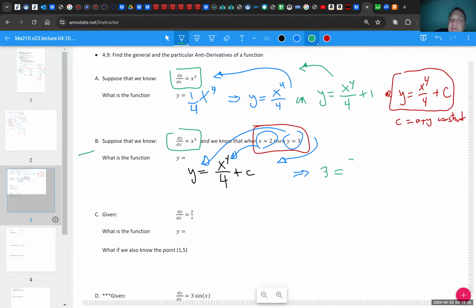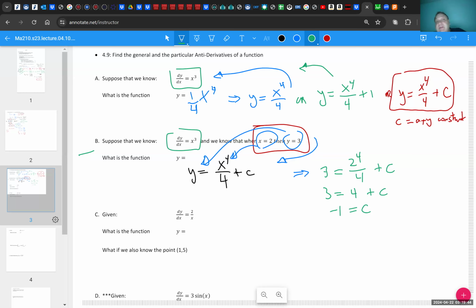X to the fourth would be 2 to the fourth over 4 plus c. 2 to the fourth over 4, I believe, is just 4. 2 to the fourth is 16. 16 divided by 4 is 4. Yep. And so I subtract 4 on both sides, and I get c is -1.